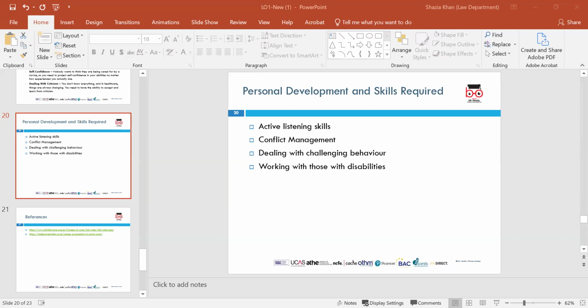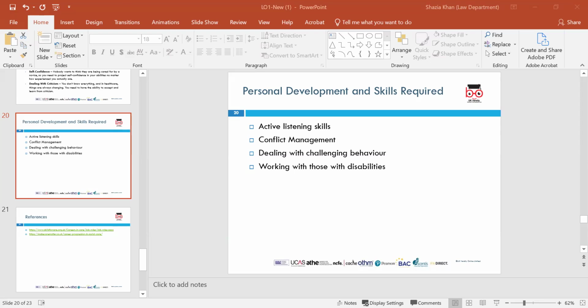It could be things like conflict management, and even the stress and fatigue that you're going through as well. You know, these are parts of conflict management. The next personal development and skill required is dealing with challenging behavior. Why do you think that's so important?